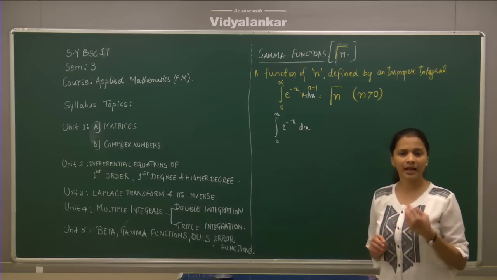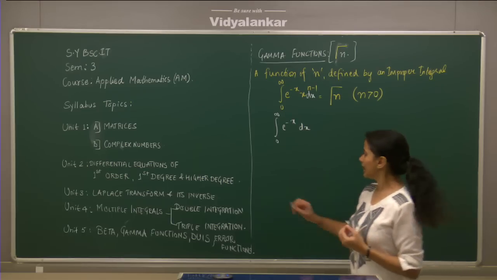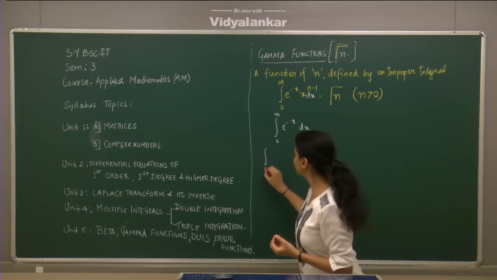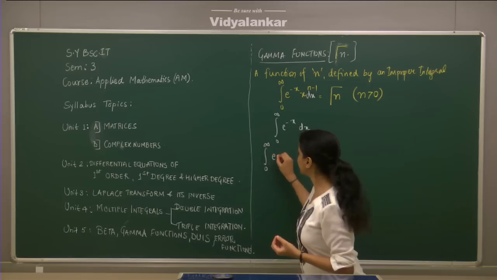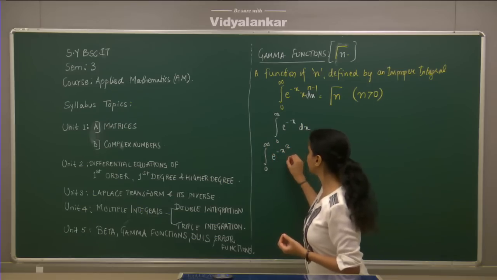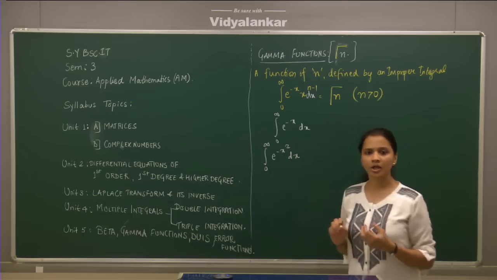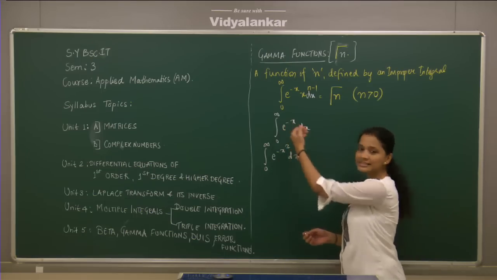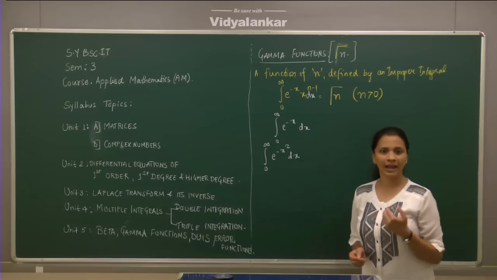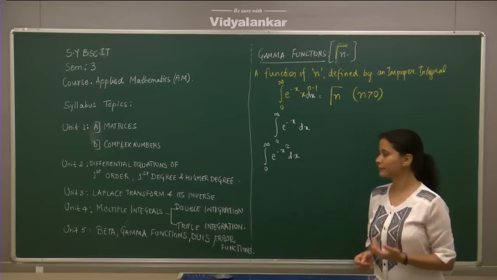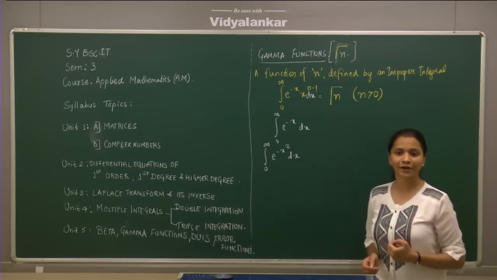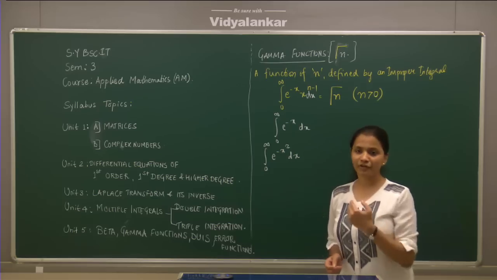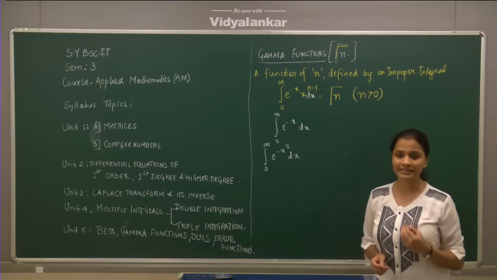Now let us say if I give you a question like this, 0 to infinity e raised to minus x squared dx. Now this seems to be very difficult for you because this cannot be evaluated in the same manner as e raised to x or e raised to minus x. So how will we evaluate such kind of integration? Gamma functions will help you do it in a very easy way.